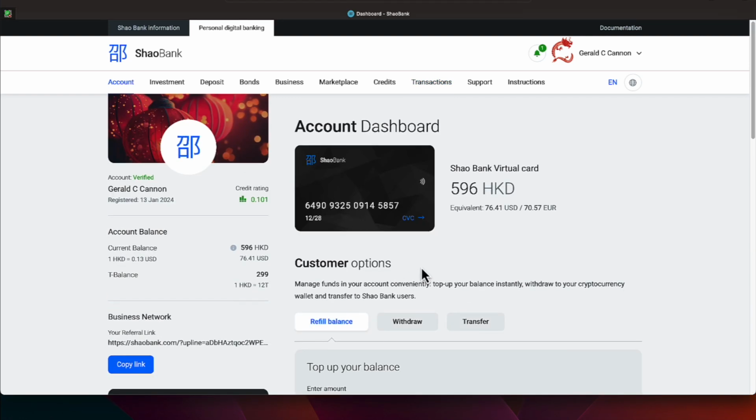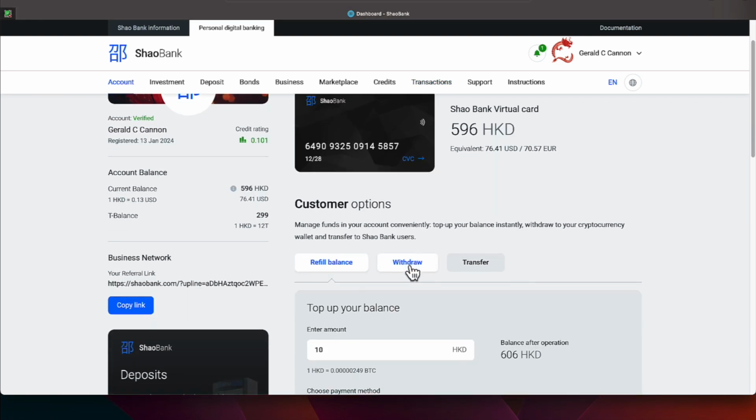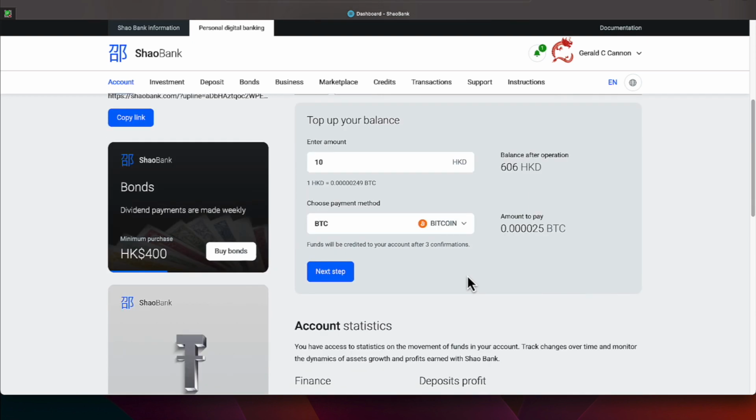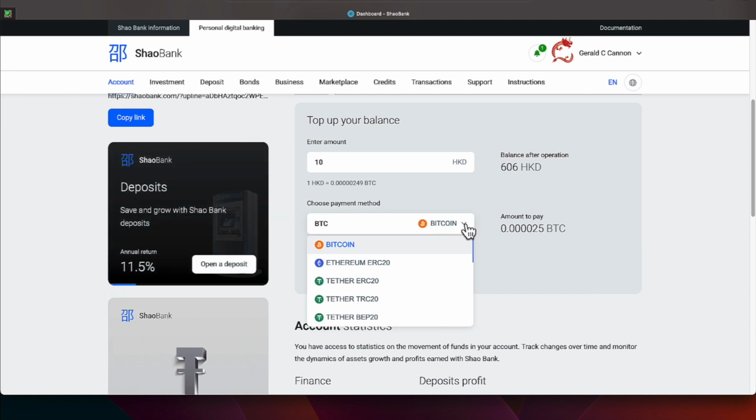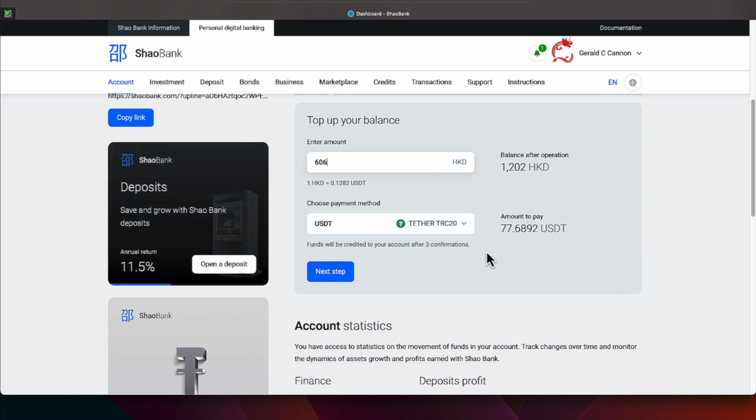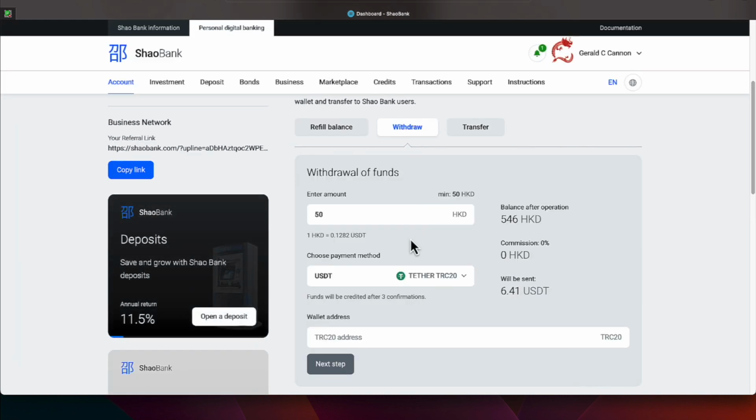And as we can see, everyone, I'm gonna do a withdrawal right here. So I'm going to put this on withdrawal, and my balance is 606 Hong Kong dollars, everyone. I can choose my payment method. I can choose Bitcoin, Ethereum, Tether on the ERC, TRC, or BEP20 network. I'm going to pick the TRC network, everyone, and I'm going to put in 606 right there, and that's letting me know I'm going to receive a withdrawal of $77.68, everyone.